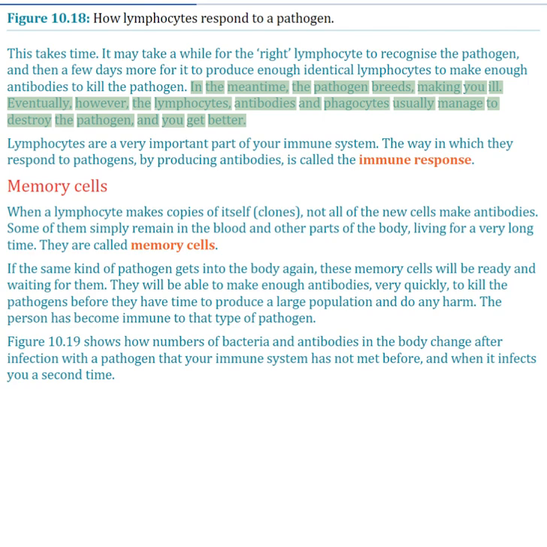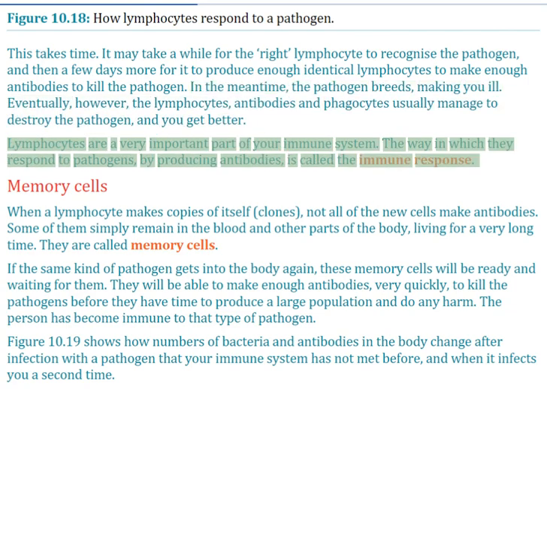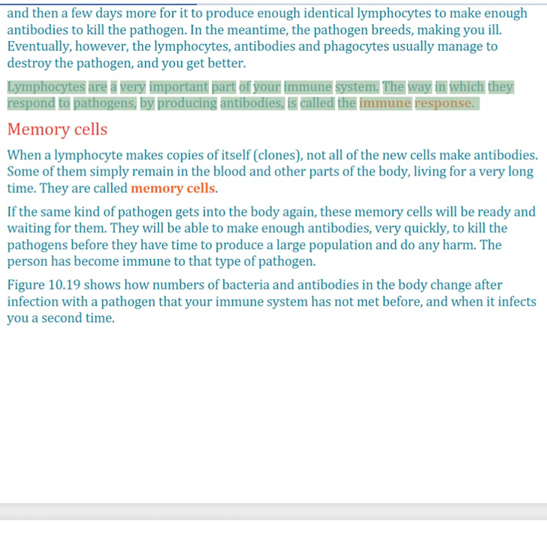Eventually, however, the lymphocytes, antibodies and phagocytes usually manage to destroy the pathogen, and you get better. Lymphocytes are a very important part of your immune system. The way in which they respond to pathogens, by producing antibodies, is called the immune response.